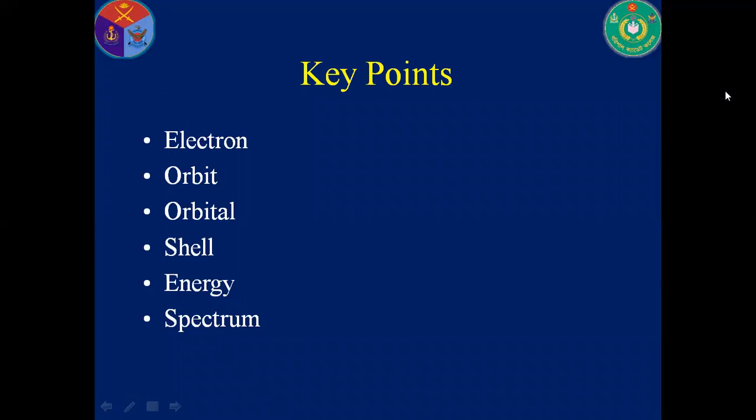Key points of this lecture: electron orbit, where electrons are revolving; orbital, the specific area where the electron density is maximum; shell, the energy level where electrons are revolving; and spectrum, which is formed from the transition of an electron from one energy level to another.